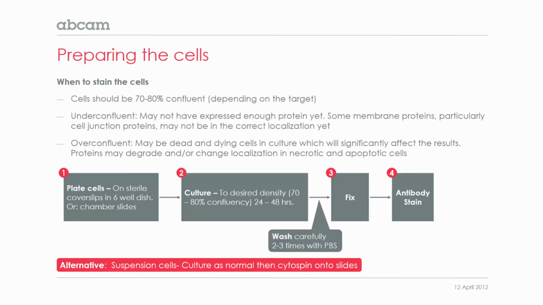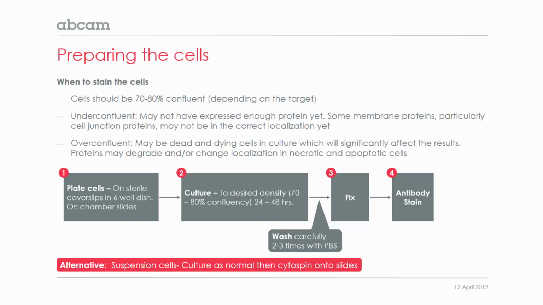In preparing the cells, you can grow your cells on sterile cover slips in a 6-well culture dish, or there are chamber slides available, which make staining of the cells on the slide very easy afterwards. The alternative to this is for suspension cells, where you would need to culture them as normal, and then you can cytospin the cells onto some slides.